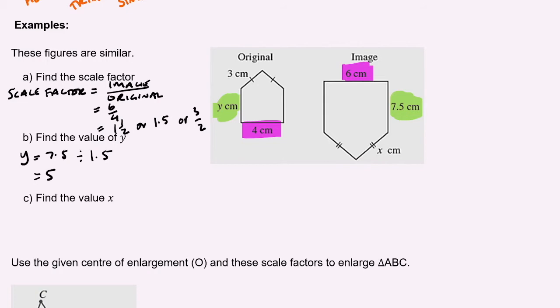Now I want to find the value of x now, so that's our remaining distances, the 3 and the x. But I'm going from small to big now so I can multiply. X equals 3 times 1.5, and you'll get 4.5 if you're quick enough on that calculator. And the only thing missing there is the centimeters, because you should always include your units of measurement.